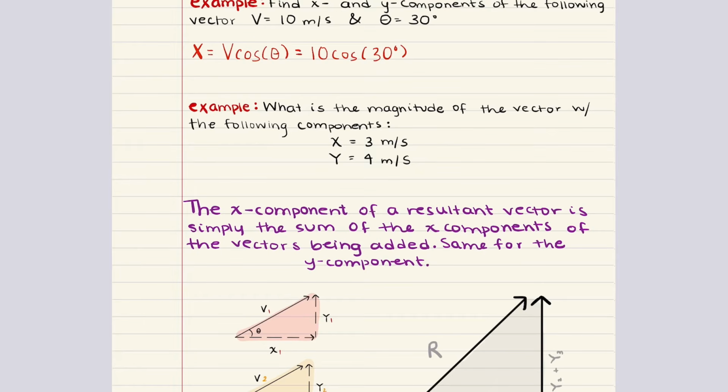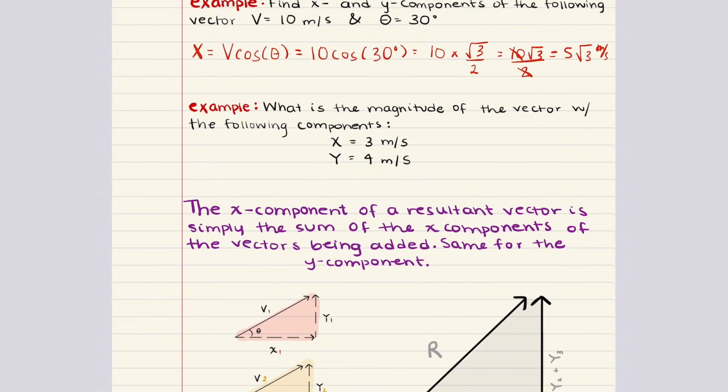But what we have here is 10 cosine 30. This is going to be equal to 10 multiplied by cosine 30, which is equal to square root of 3 over 2. So this is going to be 10 square root of 3 over 2. And we can do some simplification here by dividing the numerator and denominator by 2, which gets us 5 square root of 3 meters per second. This is our x component for our vector v.